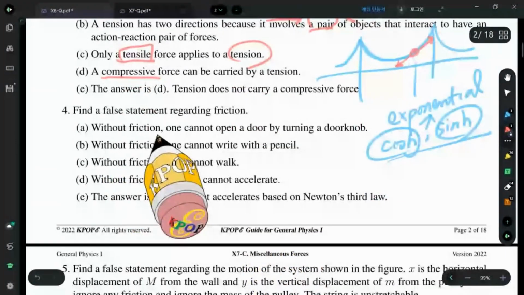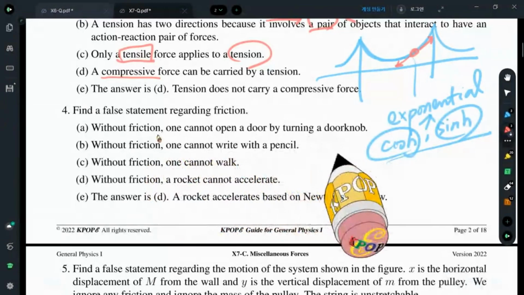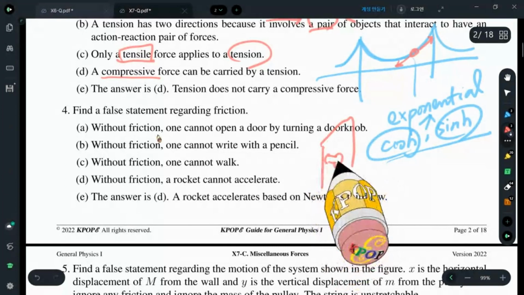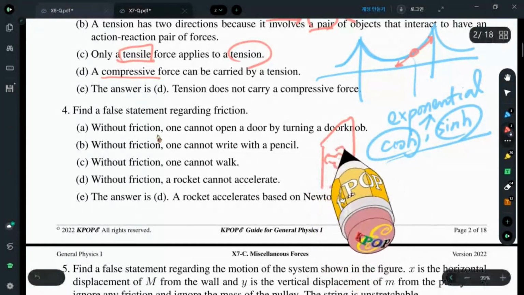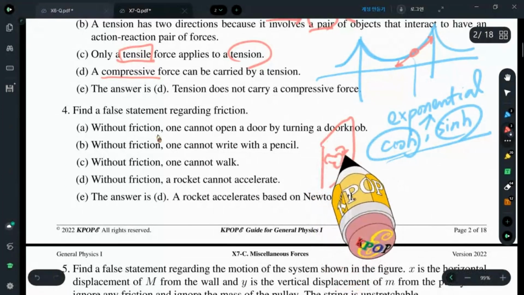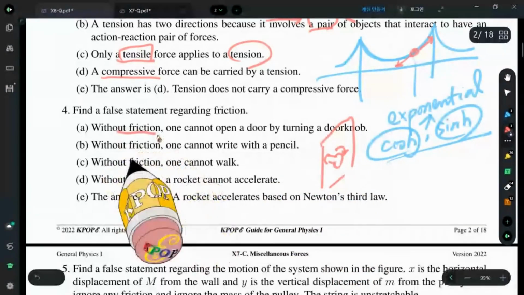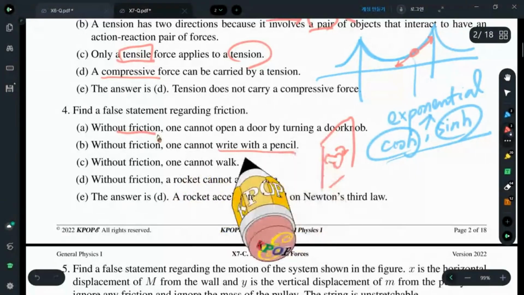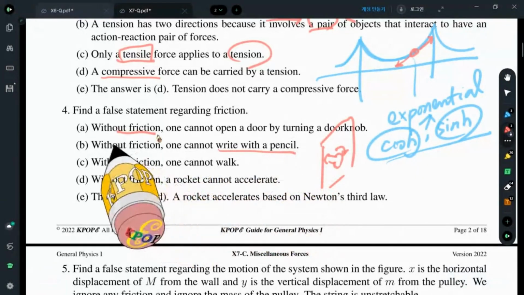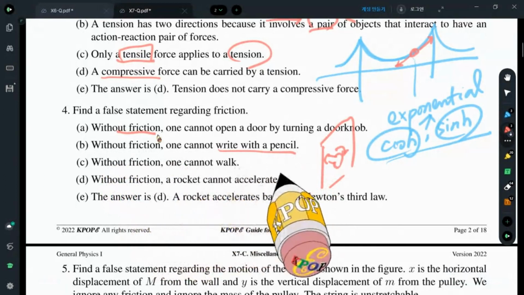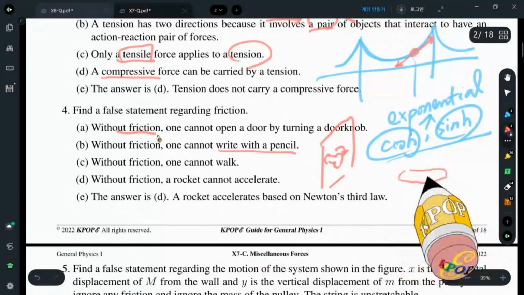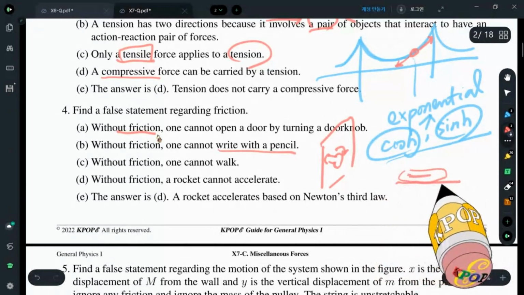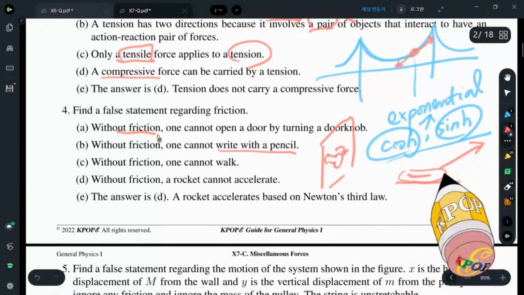Without friction, one cannot open the door by turning the doorknob. This is the doorknob, this is the door. Without friction, you cannot rotate this. It is based on the friction. You cannot write with a pencil. Sure, you cannot grab your pencil without friction. You cannot walk because there is no friction. You cannot grip the ground, and you cannot go forward.